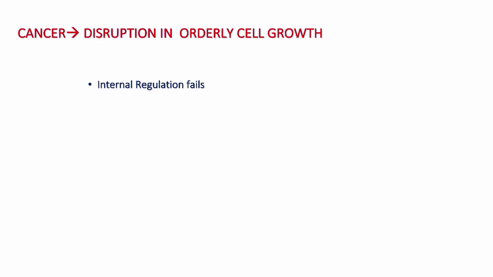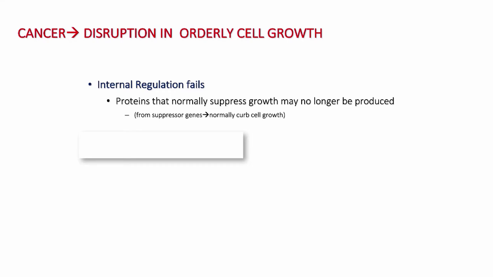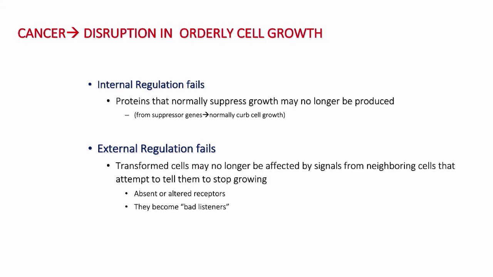Internal regulation fails in that the proteins that normally suppress growth are no longer being produced. So these suppressor genes that normally curb growth stop working, and they allow cancer cells to form. For example, the BRCA gene is a tumor suppressor gene, and when it is mutated, cancer is then able to grow.